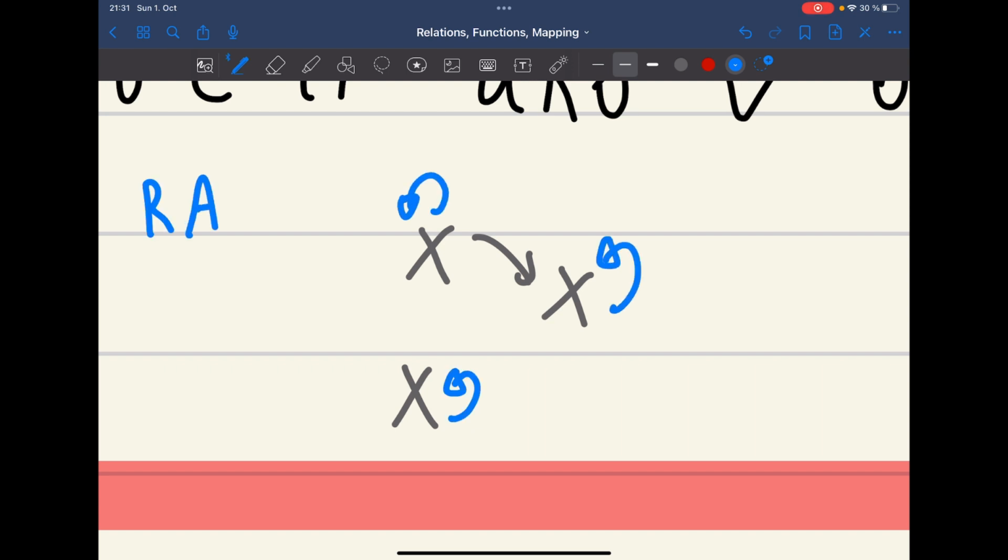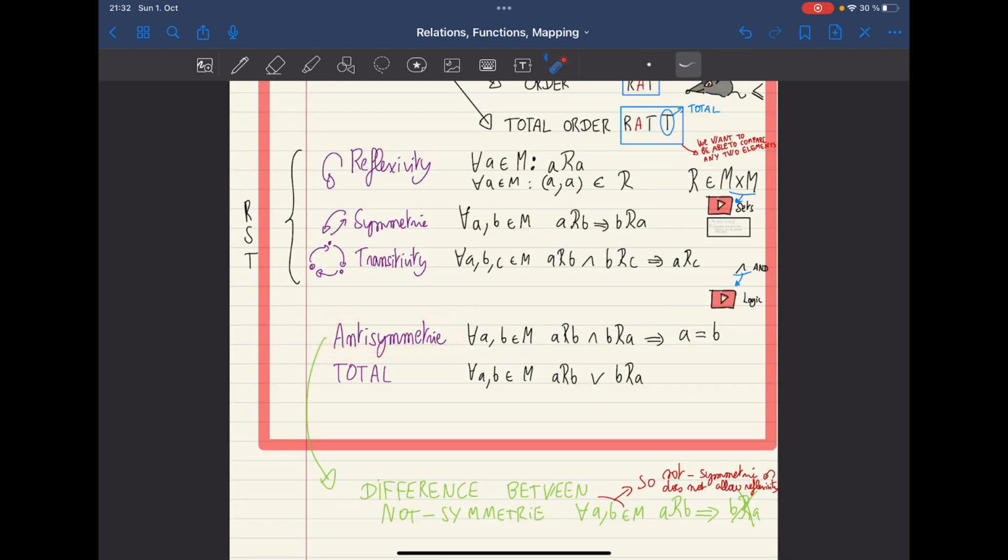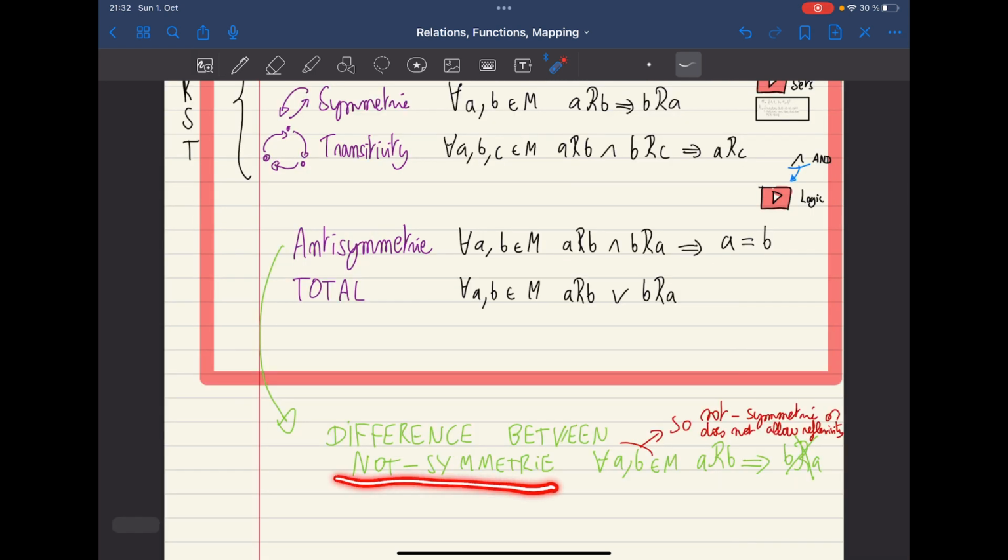You want the antisymmetry, which means that there are no arrows like that. You want the transitivity, and then you want it to be total. So it will look like that. Be careful, because antisymmetry is not the same thing as asymmetry. Asymmetry would mean that for all A, B, A is in relation to B implies not this thing. So B is not in relation to A.